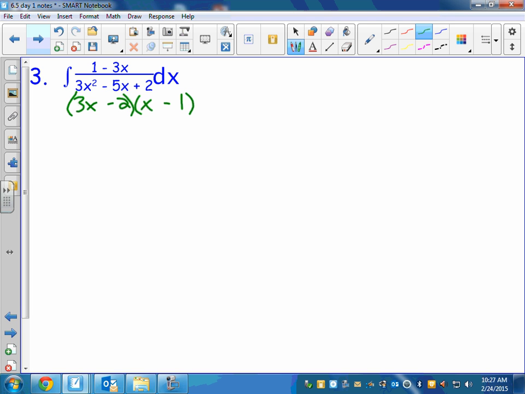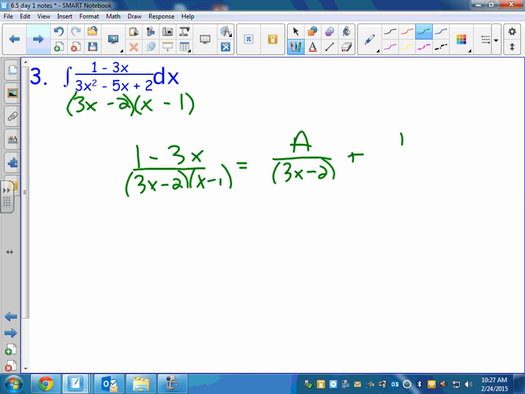So what we're going to do is we're going to break this up, right? I don't know if you want to write the whole thing out every time, but we could say 1 minus 3x over 3x minus 2 times x minus 1 is going to equal something over one of those factors plus something else over the other one of those factors. So we call this decomposition of fractions because we're breaking them apart. We're decomposing them, undoing that common denominator, basically.